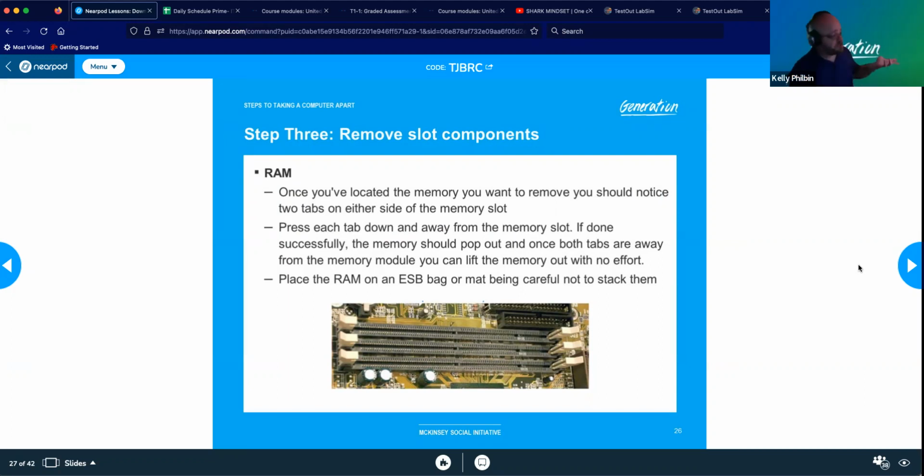After you've removed the expansion cards, move on to the RAM. RAM's really easy. They have these fun little tabs on either side. You just take your thumbs, push down the little tabs, and it kind of ejects the module. Then you grab it by the edges with your fingers, pick it up, and then you can lay it down, and or put it into an anti-static bag.